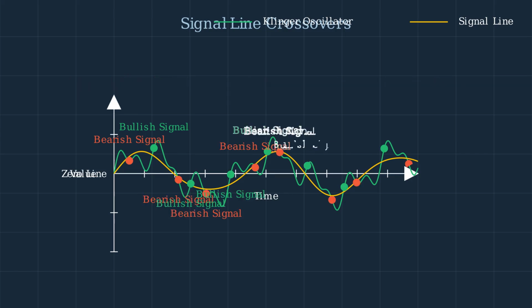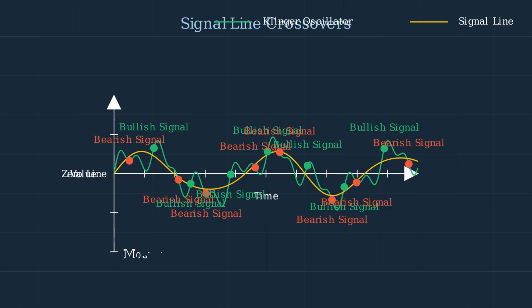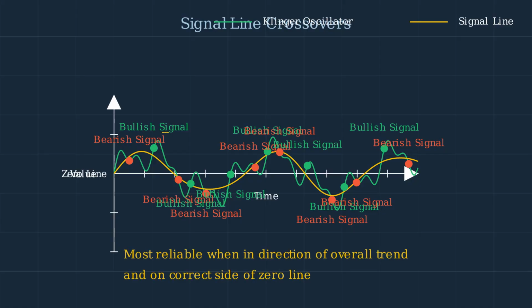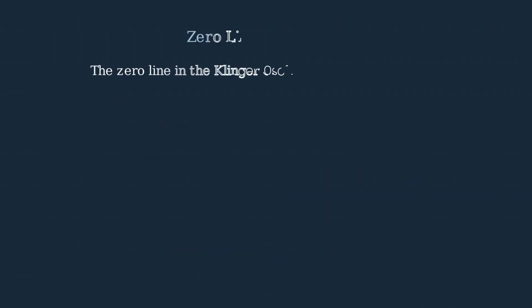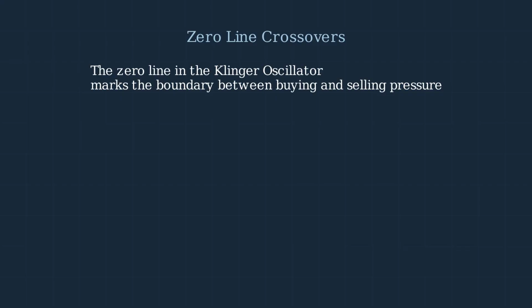The Klinger oscillator typically produces multiple crossover signals as it fluctuates above and below the signal line. These crossovers are most reliable when they occur in the direction of the overall trend. When a bullish crossover occurs above the zero line or a bearish crossover below the zero line, the signal strength is increased. The zero line in the Klinger oscillator marks the boundary between buying and selling pressure.